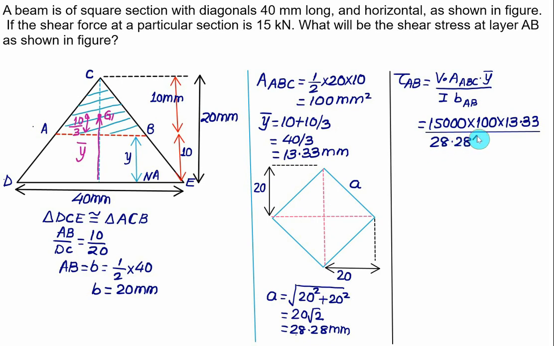to the power 4 divided by 12, will shift in the numerator, and divided by width. Width at section AB is equal to 20. So solve this, you will get the shear stress at the fiber AB. In this case we get the shear stress at the fiber AB is approximately equal to 18.75 megapascal.